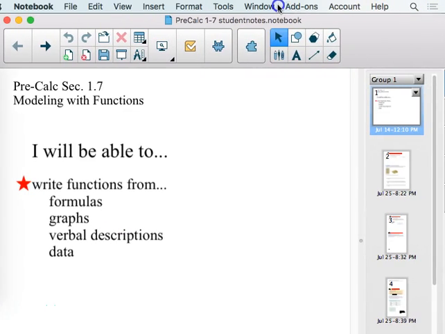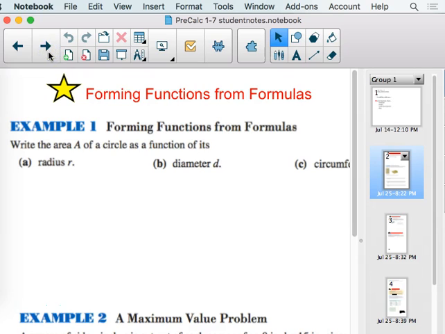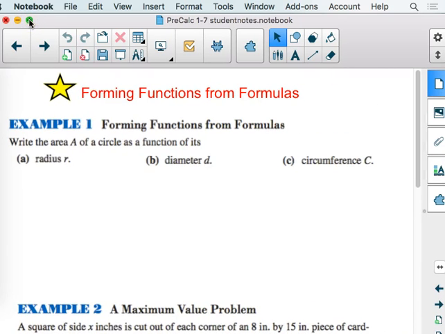Back to our objectives. We want to be able to write functions from formulas, from graphs, from verbal descriptions and data. We did the formulas part yesterday, and it was the formulas that most people would remember and be able to use. So yesterday was, let's write a formula that has to do with the area of a circle, and let's make sure there's an R in it. And then we changed that, did a little substitution so that we could use diameter instead.